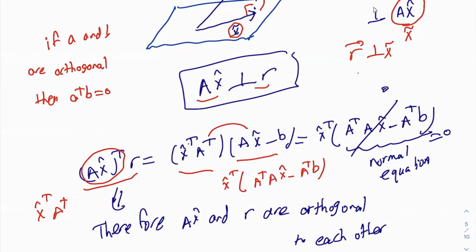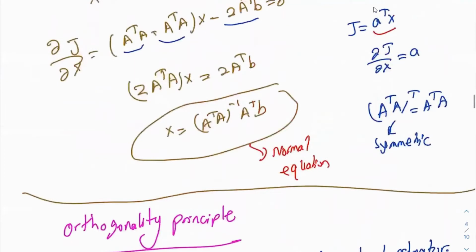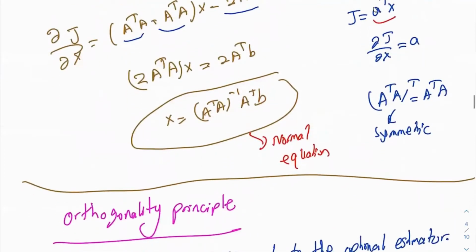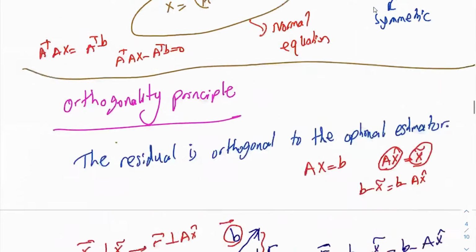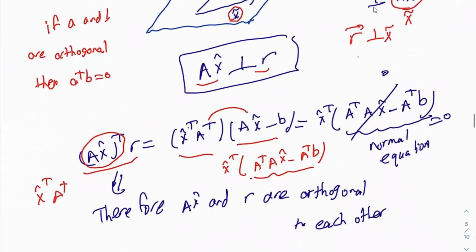But then wait, this one is 0. Why is that 0? Isn't that just a normal equation? What was the normal equation that I had? The normal equation was A transpose A x is equal to A transpose b. But then if you move the right side to the left side, you get A transpose A x minus A transpose b equal to 0. That was the normal equation, because our x hat is a solution of the normal equation. It's a solution of the least squares, right?